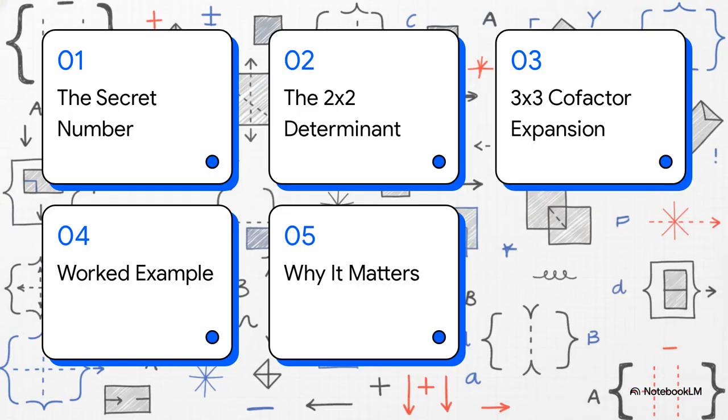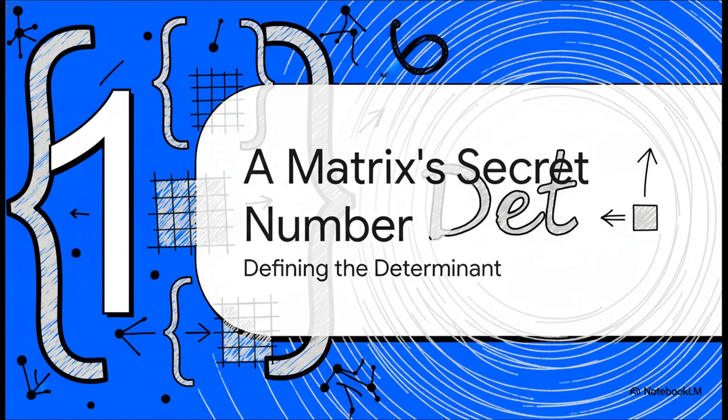So here's our game plan. First, we'll get a handle on what this secret number actually is. Then we'll warm up with the super simple 2x2 case. That's our foundation. After that, it's time for the main event, the 3x3 method, and we'll do a hands-on example. And finally, we'll see why this little number is such a huge deal in mathematics.